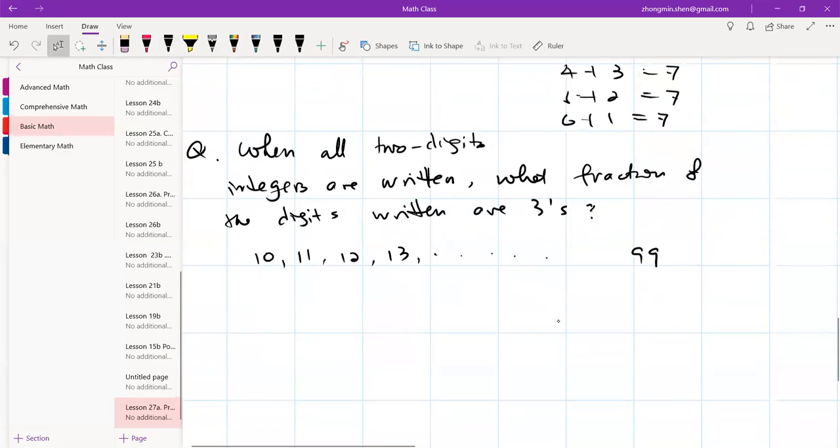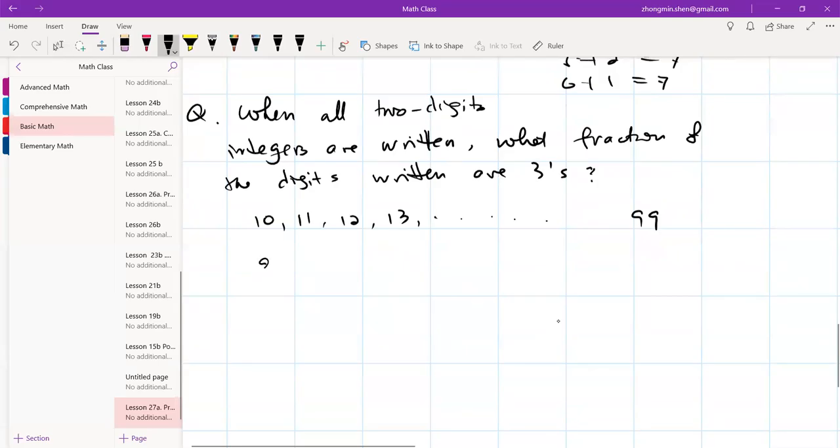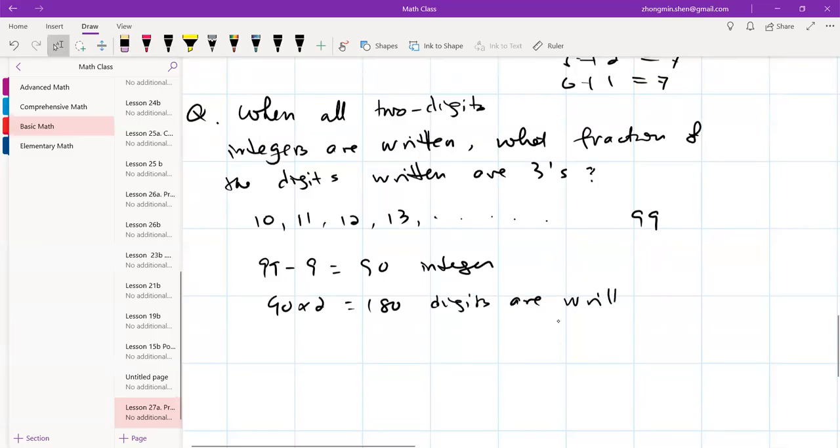So think about this problem. Please work on this. We're talking about the digits. So in total you have 99 minus 9, which is 90 integers. Each integer uses two digits. So 90 times 2, 180 digits are written. That's my hint.